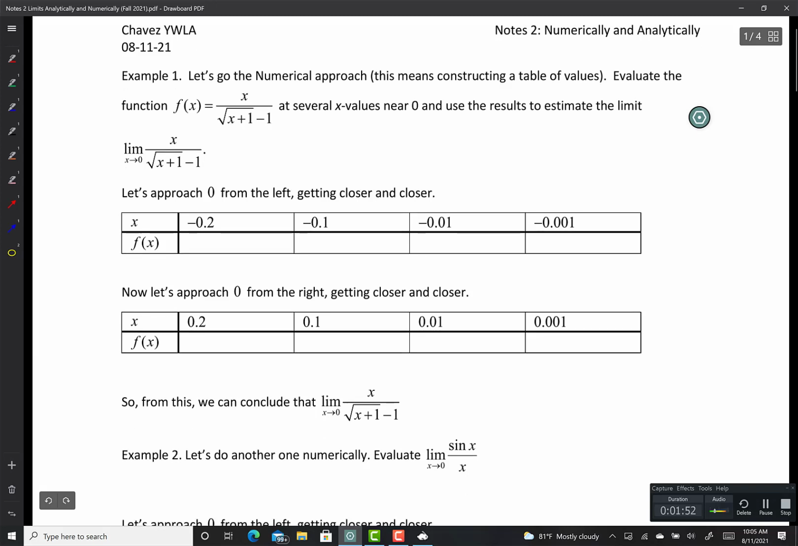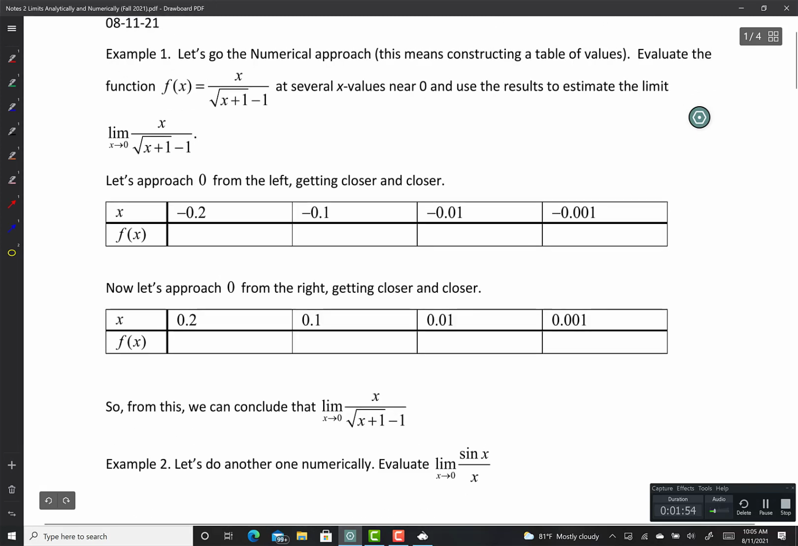It says, let's go to the numerical approach. This means constructing a table of values. Evaluate the function, and I have a function, and notice that there's no drawing. Now we just got to figure this out, right? At several x values near 0 and use the results to estimate the limit as x approaches 0 of that function. So notice what is happening to this table.